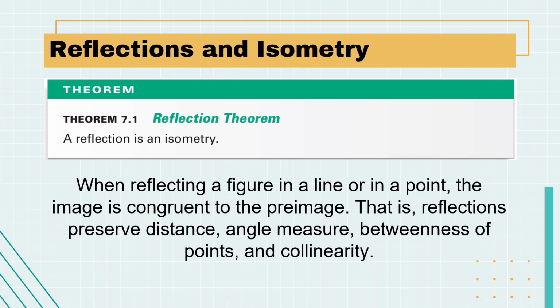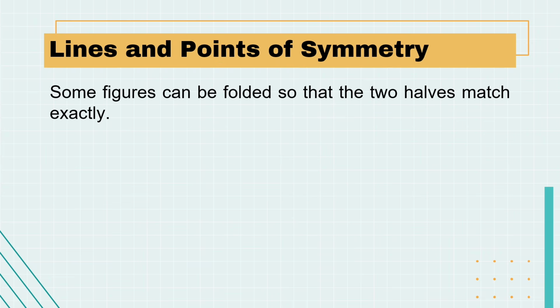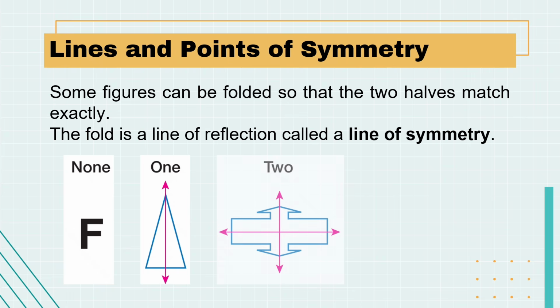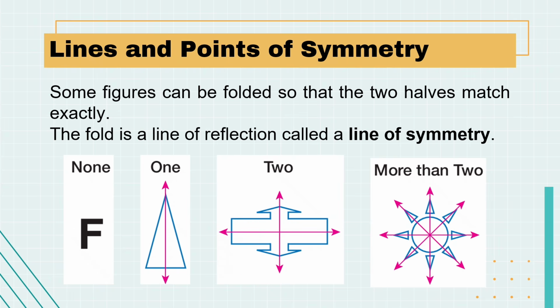Now let us connect reflection to symmetry. Some figures can be folded so that the two halves match exactly. The fold line is called the line of symmetry. A line of symmetry is also the line of reflection because one half of the figure is the reflection of the other half. For example, think of a heart shape, a butterfly, or some letters of the alphabet. If you fold them along the correct line, both halves will match. So symmetry is actually an application of reflection.